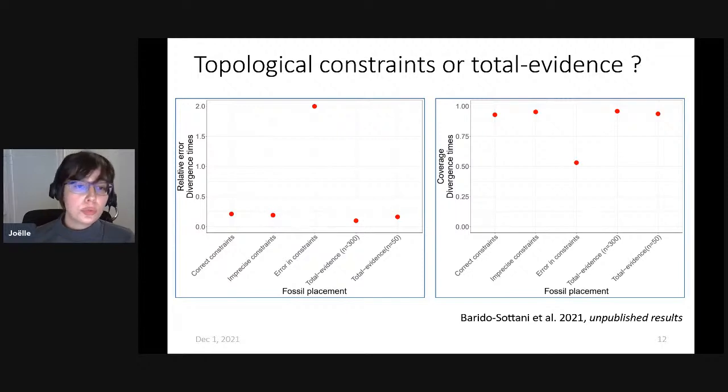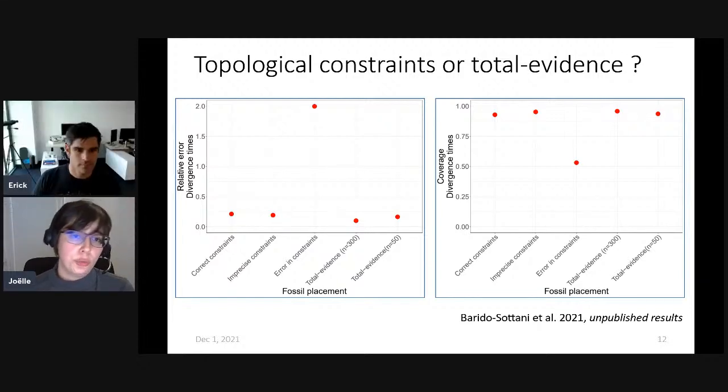Basically, we've tested a few different conditions. We tested what you get if you've got correct topological constraints, so you've got exactly what correct constraints are. We've also tested imprecise constraints. In that case, some of the lower level constraints are missing. So essentially, instead of having constraints at the genus level, for instance, you only have constraints one level above that. Then we tested constraints that have errors in them, meaning in that case, we have a small number of fossils that are just assigned completely to the wrong clade. They're assigned to another clade picked at random in the tree. And then we tested total evidence.